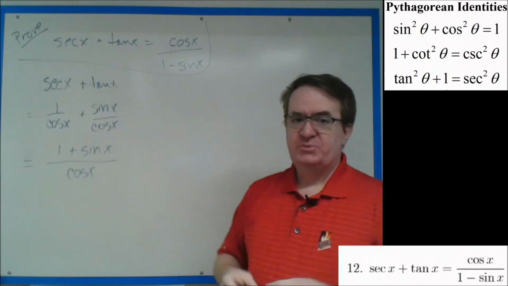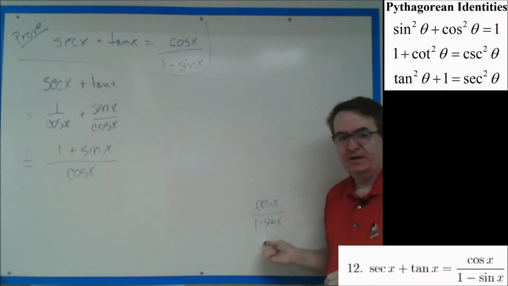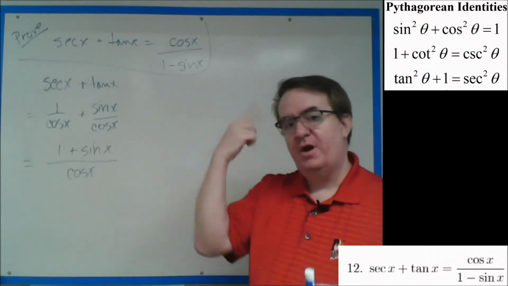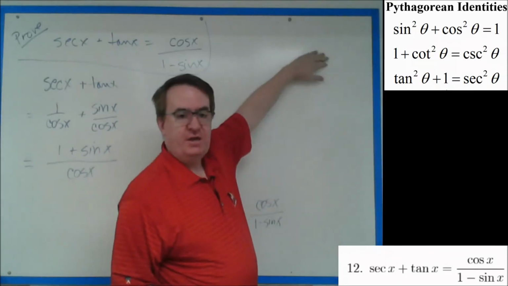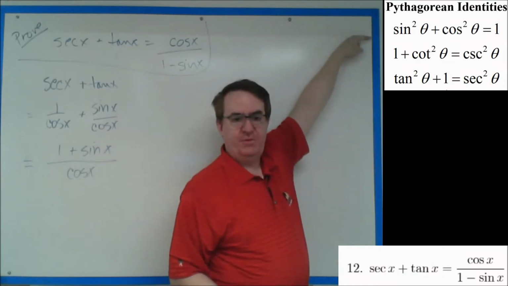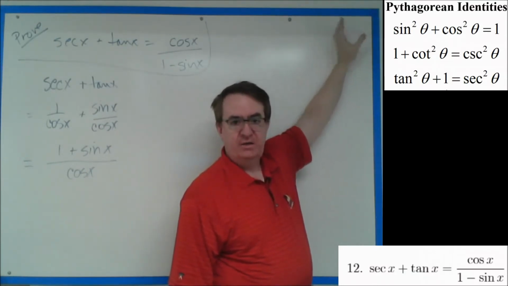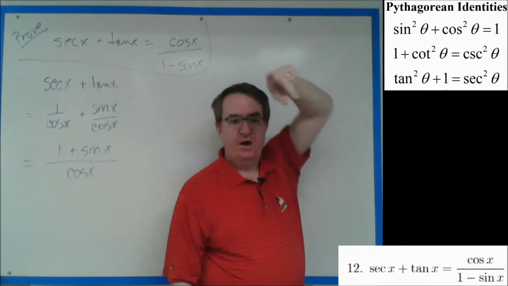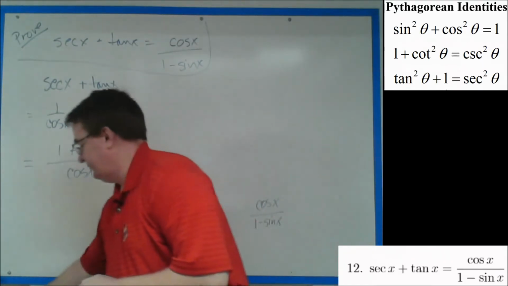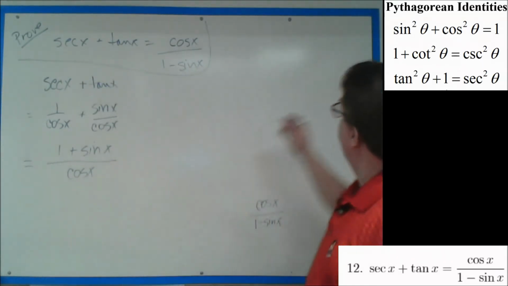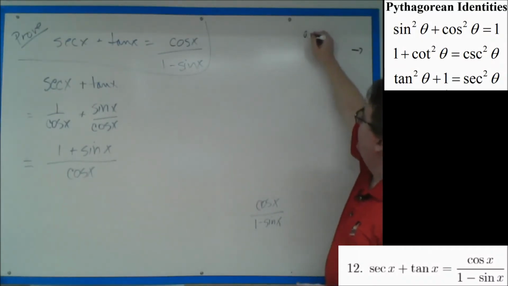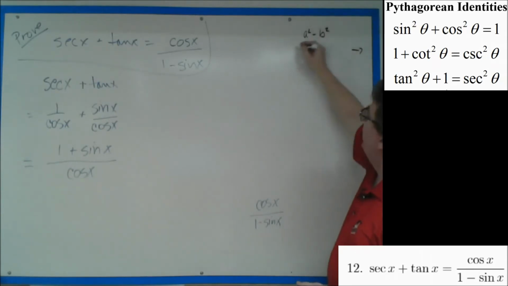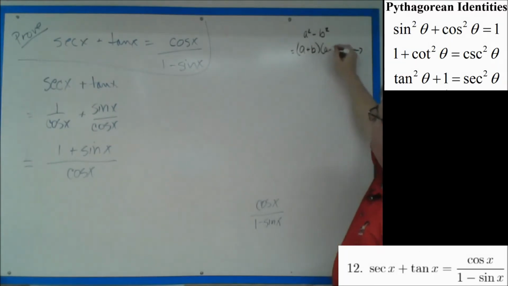Now, you're saying, Mr. Hayes, wait a second, I need to get 1 minus sine x. Okay. The other thing that should be going off in the back of your head is this. Remember, everything that we have up here in our Pythagorean identities is squared. The other thing that you need to have in the back of your head is that, remember, if I have a squared minus b squared, that's going to equal a plus b times a minus b.